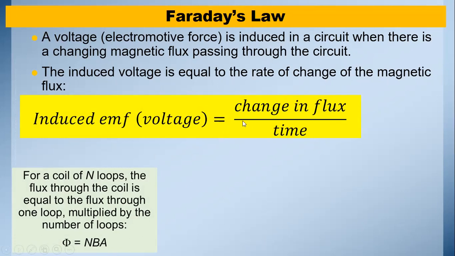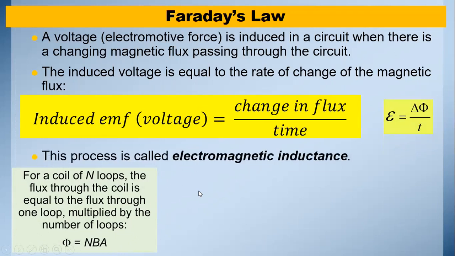So if you want to change the flux, if you look at this equation, it's NBA, right? So N is the number of coils. If we change the number of coils, then we can induce a voltage. Also, we can change the magnetic field and induce a voltage. Then the third quantity is the area of the loop, which we can change to induce a current. With regard to B and A, we can also change the angle between B and A and induce a current. So there are 3 quantities that we can change to induce a current in a circuit.